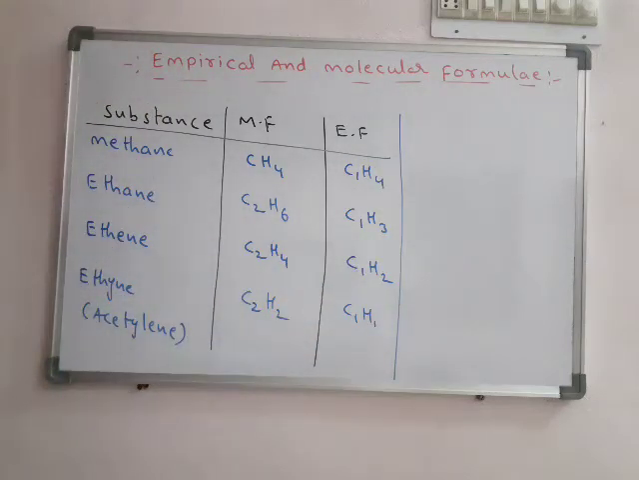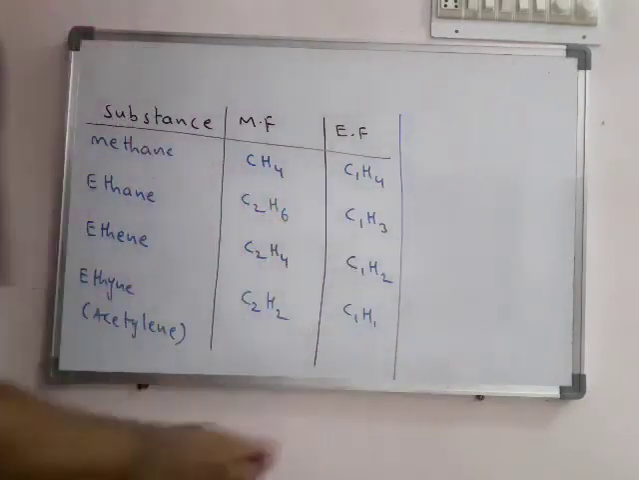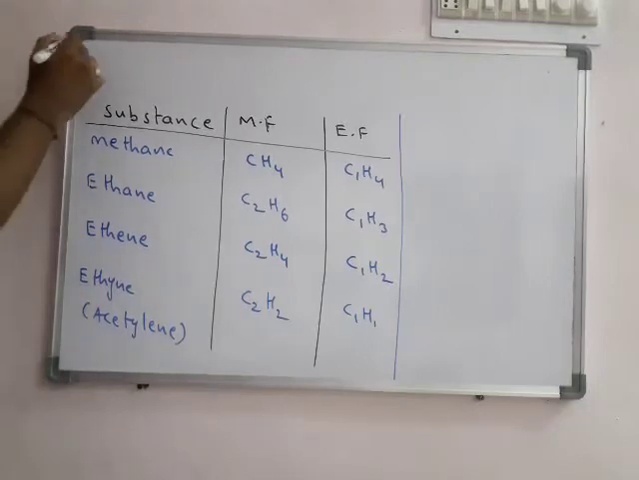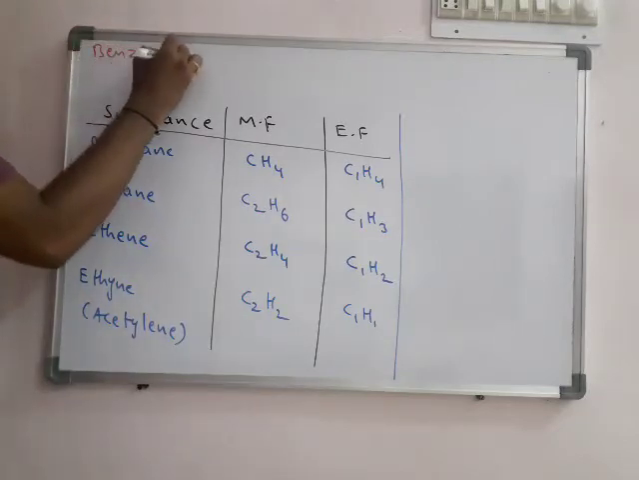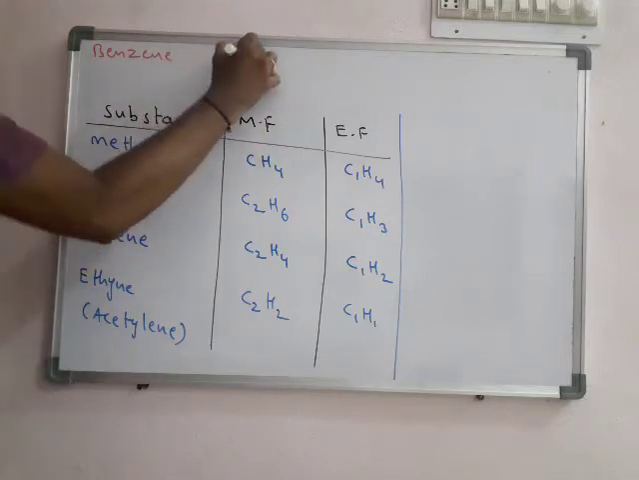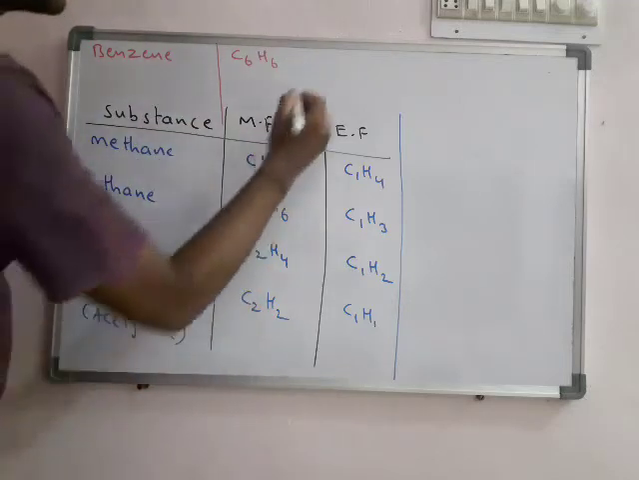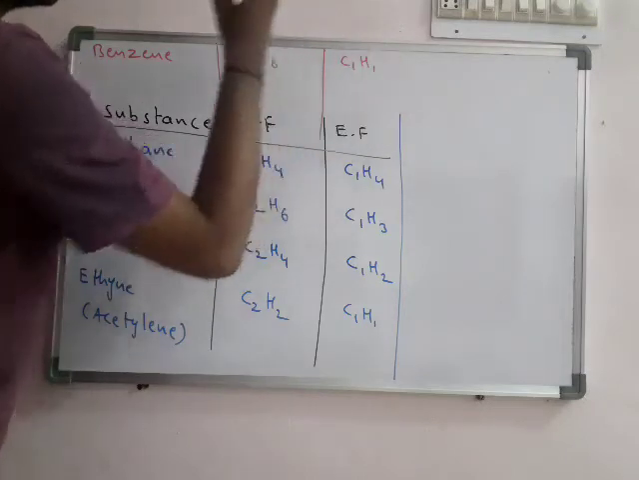Okay. Next, we see some more examples. Take benzene again. What is the molecular formula of benzene? C6H6. What is the empirical formula? 6:6, that is C1H1.